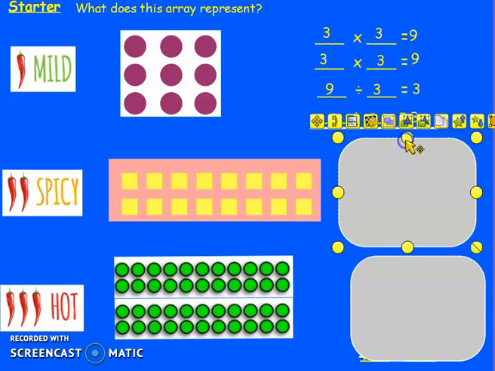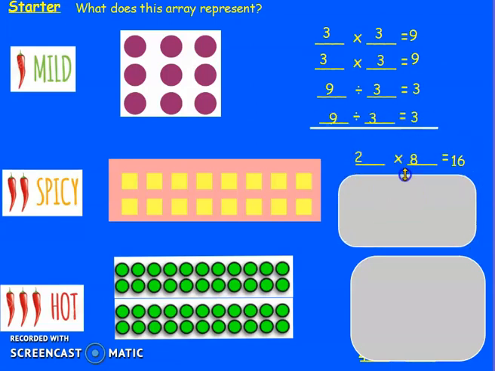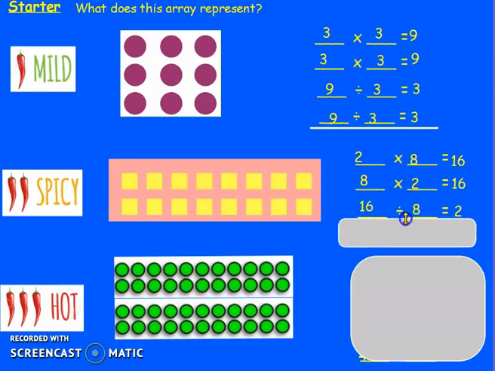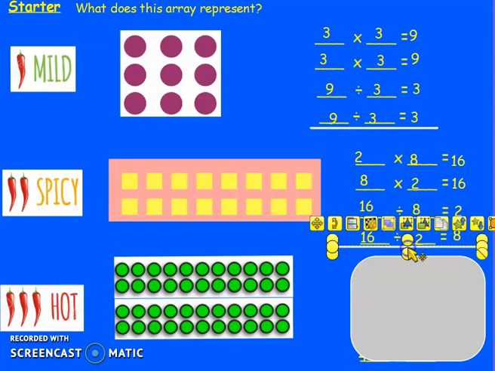The spicy challenge showed us 2 times 8 equals 16. 8 times 2 equals 16. 16 divided by 8 equals 2. 16 divided by 2 equals 8. Don't worry if you've got these in a different order to mine on the screen. As long as you've got all 4 facts, you've got the fact family correct.